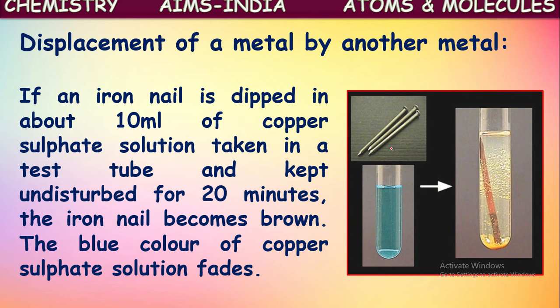See, initially the iron nail will be gray, or we can say light green, in color, and the color of copper sulfate solution is blue. When you dip an iron nail into this copper sulfate solution and leave it for a few minutes, you can observe the iron nail becomes brown. Observe here, what is the color of the iron nail? It became brown, isn't it?